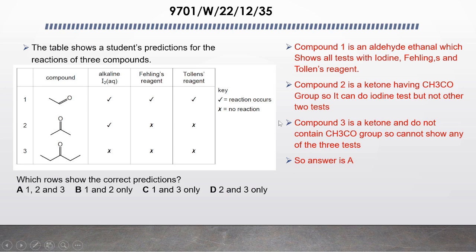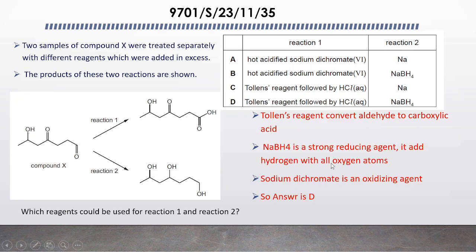In this third question, compound 1 is an aldehyde, ethanal, which shows all tests with iodine, Fehling's, and Tollens reagent. Compound 2 is a ketone giving the CH3CO group, so it can do the iodine test but not the other tests. Compound 3 is a ketone and does not contain the CH3CO group, so cannot show any of the 3 tests. Answer is A.